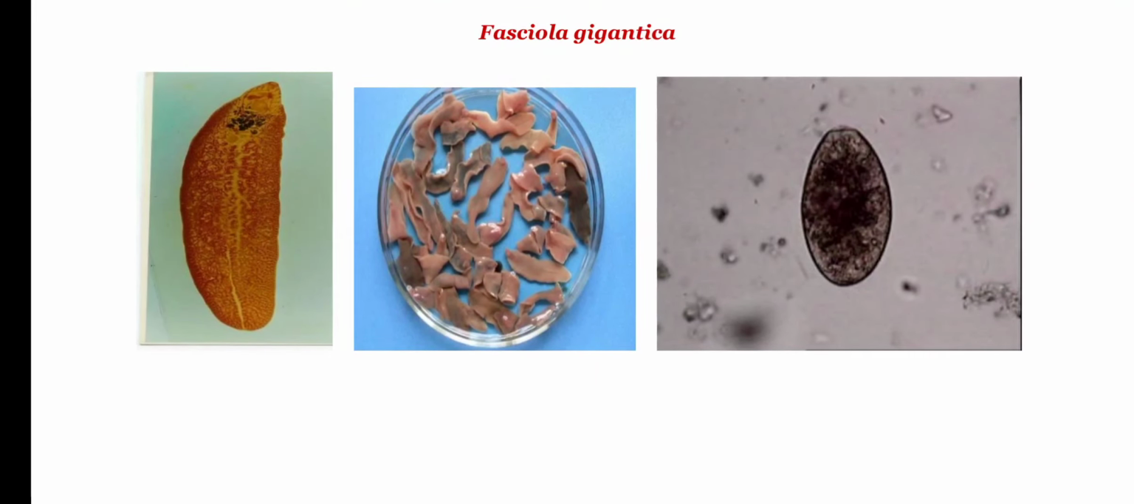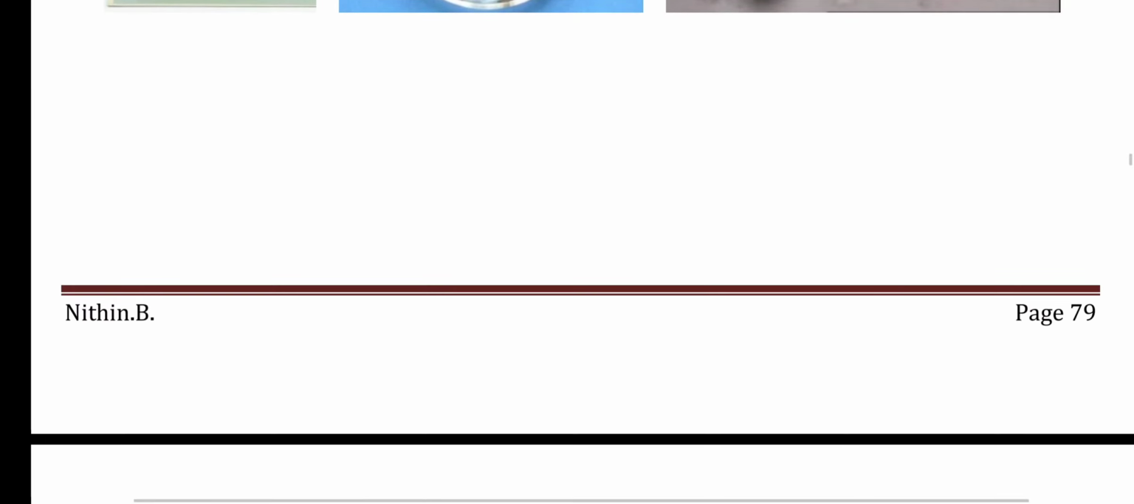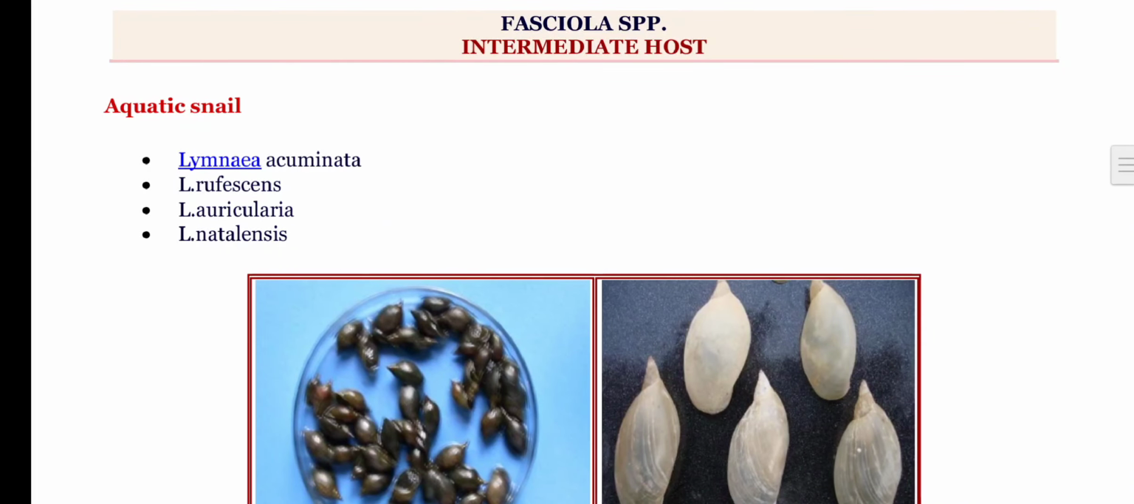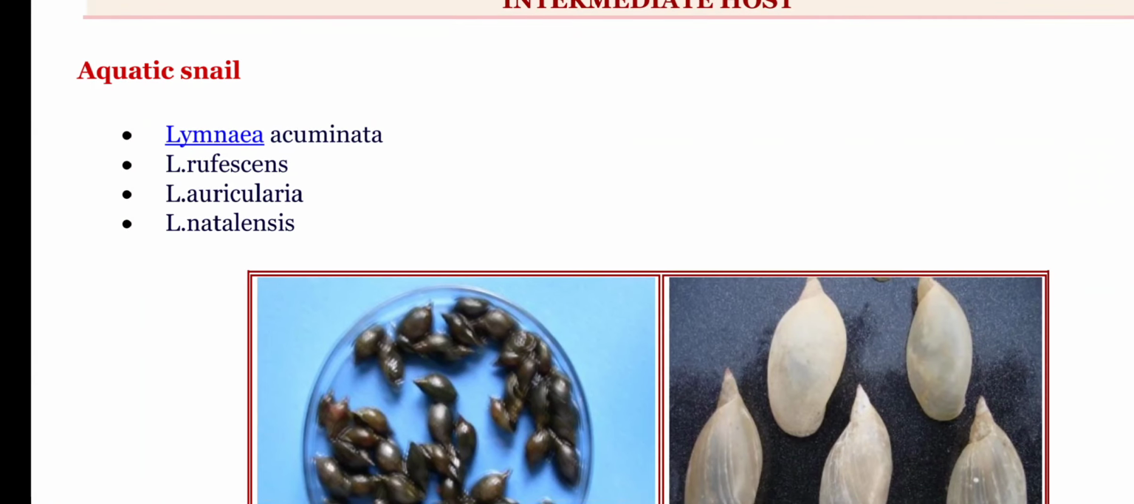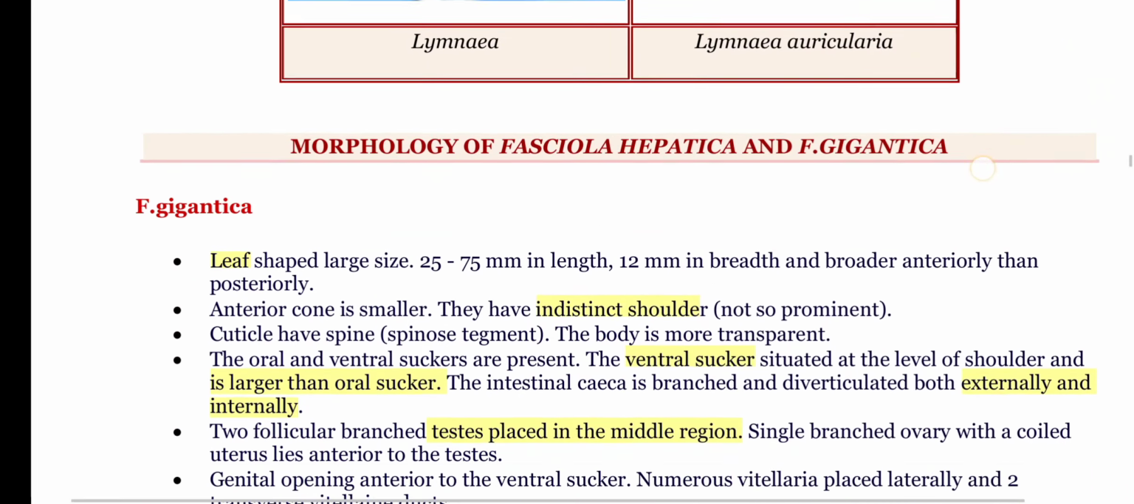These are the pictures of the Fasciola gigantica. Here you can notice these things. And the intermediate host is the snail. And the very important snail is Lymnaea acuminata. At least you have to remember at least one name of the snail, that is Lymnaea acuminata.